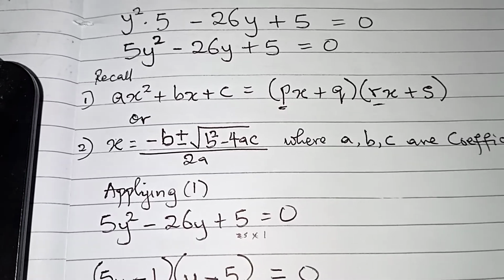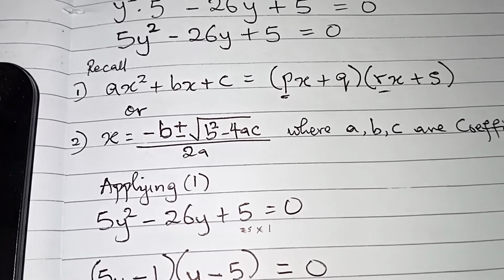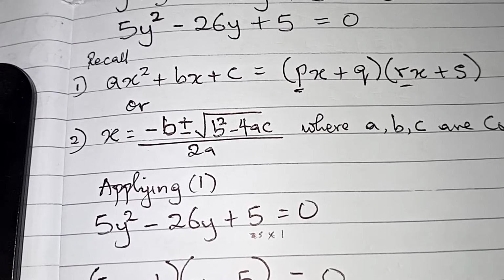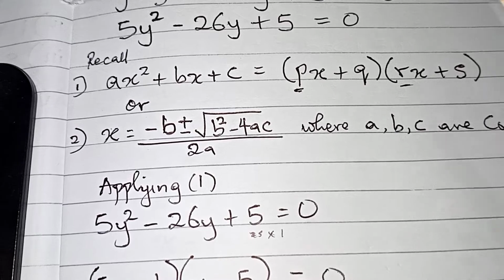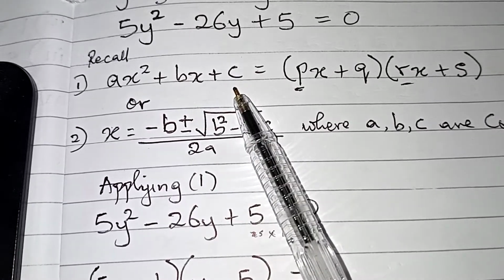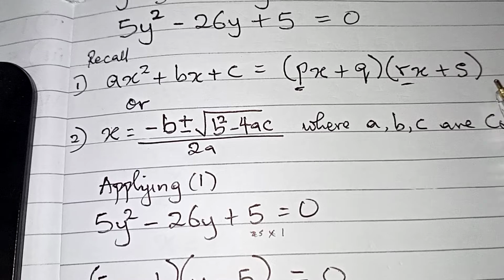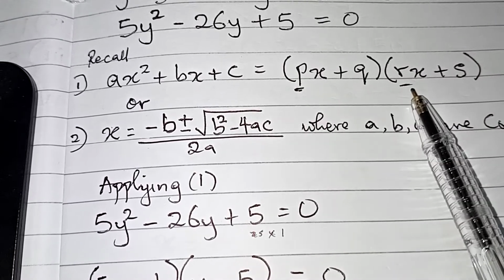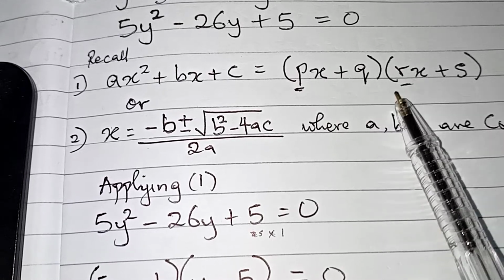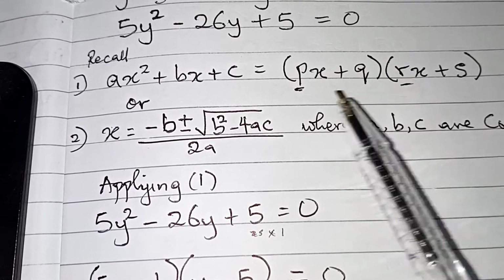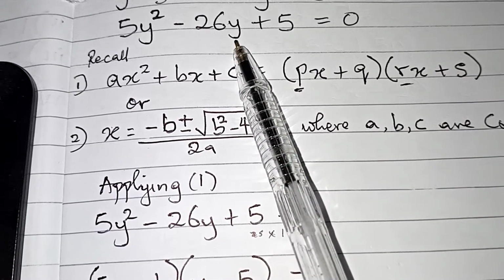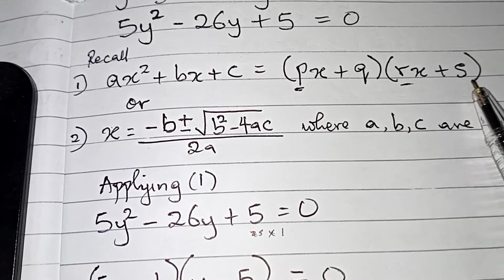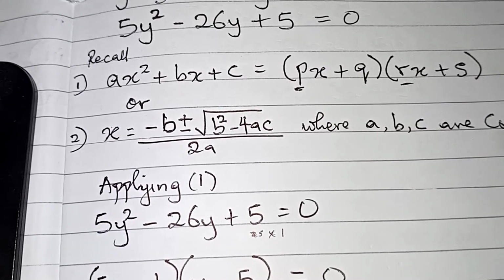Now look at the normal factorization for algebraic equations, where you have ax squared plus bx plus c, where a, b, c are constants. But when you want to factorize using that product rule I told you, you see this p and this r, they are actually constants for x. I will explain that further later when we want to factorize this. Then the q and s, they are still their normal constants.